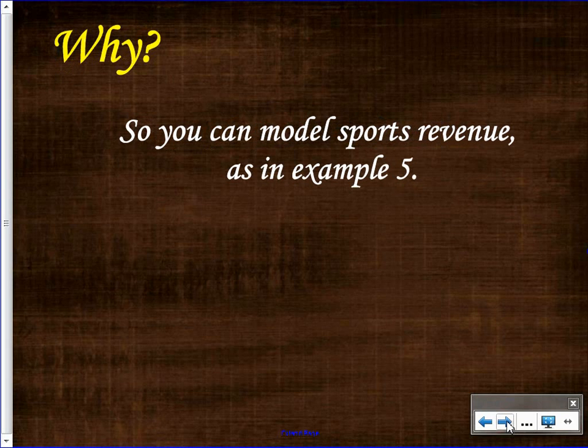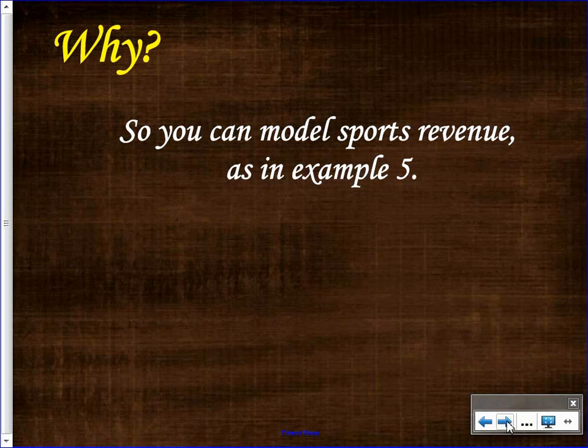Okay, next. Why? So we can model sports revenue as an example 5. I did not do example 5, and it is an example, so I would appreciate it if you would look at example 5 in your book tonight when you're doing your homework, so you can see. And I was kind enough not to give you any story problems today.